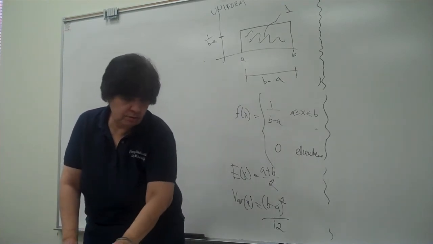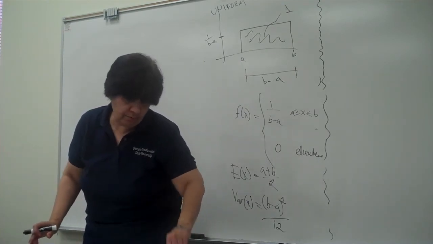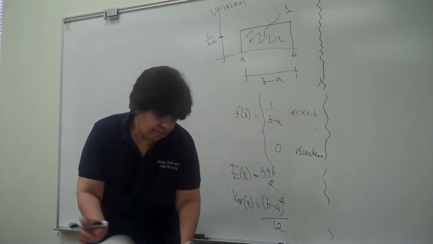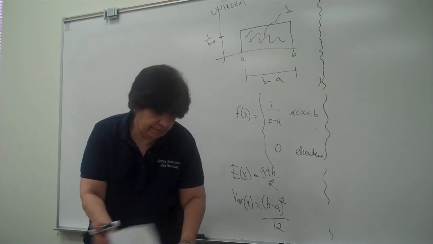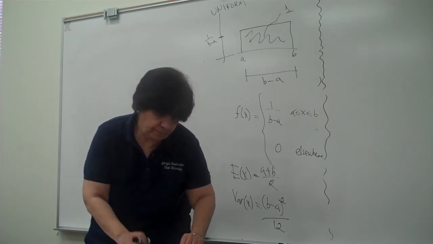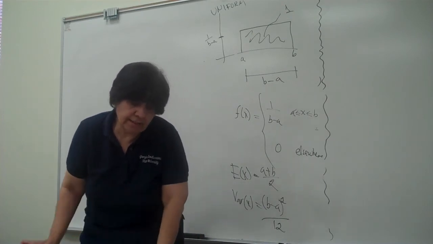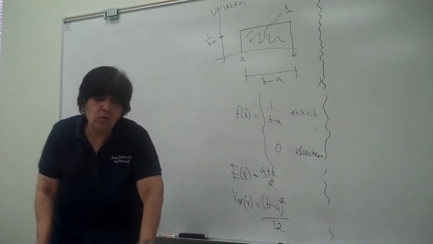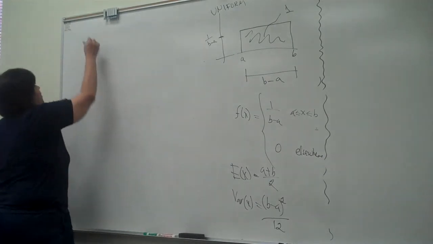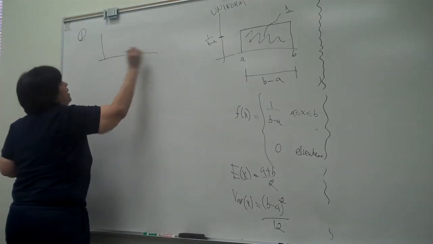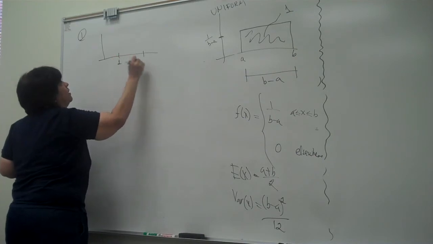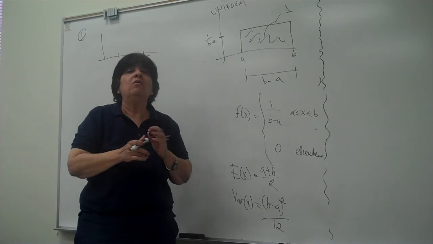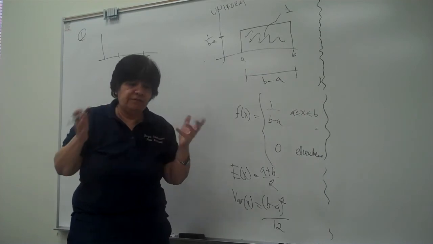Let's do problem number 1. Problem number 1 tells us a random variable x is known to be uniformly distributed between 1 and 1.5. So this is 1 and 1.5. That's the only range or interval where this variable is defined.